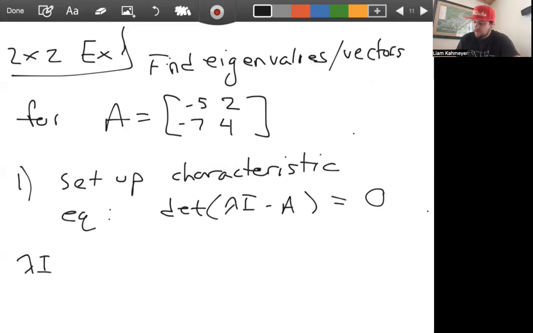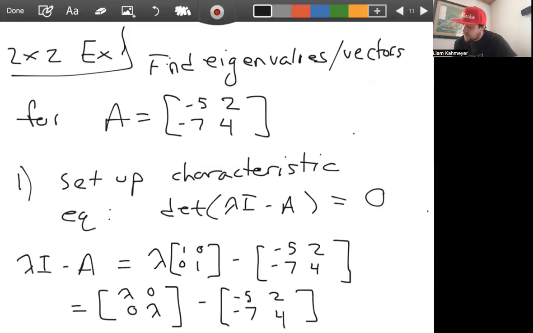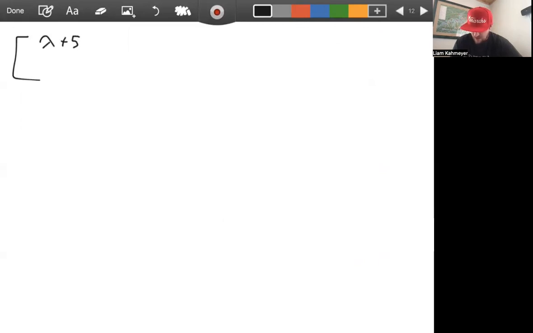So what's lambda I minus A? A is 2 by 2, so I is the 2 by 2 identity matrix. This is lambda times I2 minus A, so -5, 2, -7, 4. We can simplify this to lambda 0, 0, lambda, that's scaling the identity by lambda, and then minus A. So we have lambda minus -5, so lambda plus 5. Then 0 minus 2, so -2. Then 0 minus -7, so +7. And then lambda minus 4.